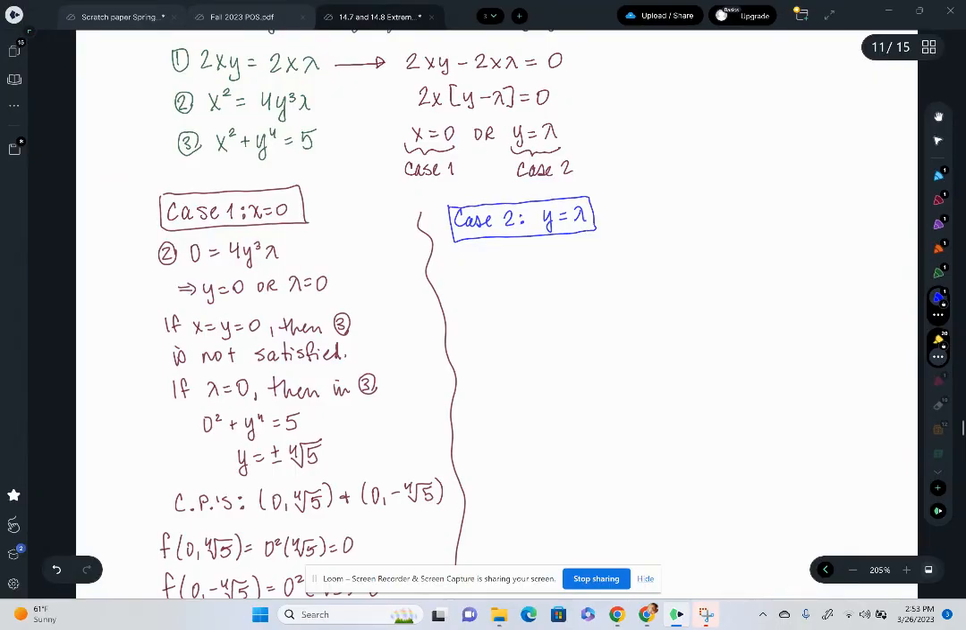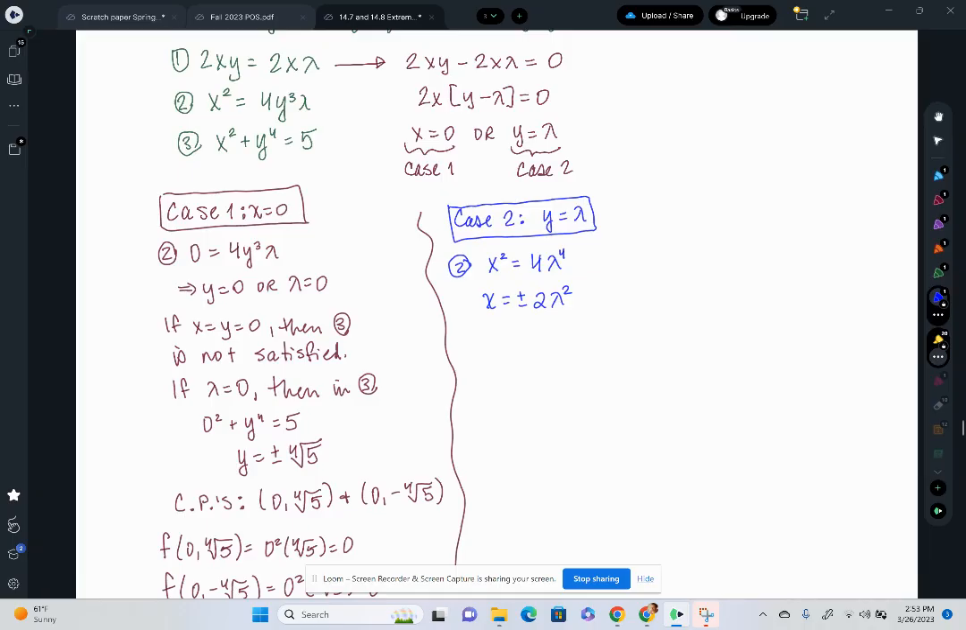So I'm going to take that and substitute this into equation 2. So in 2, if y is lambda, I get x squared is equal to 4 lambda to the 4th. Okay. And then I'm going to solve this, and I have x is equal to plus and minus 2 lambda squared. Okay, so I get 2 possible solutions for x, but they're in terms of lambda.